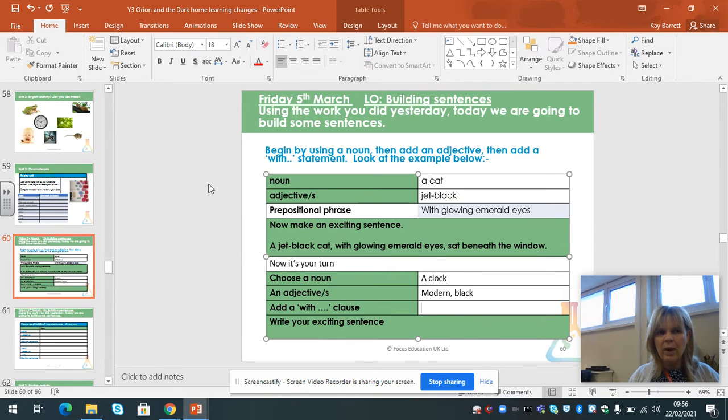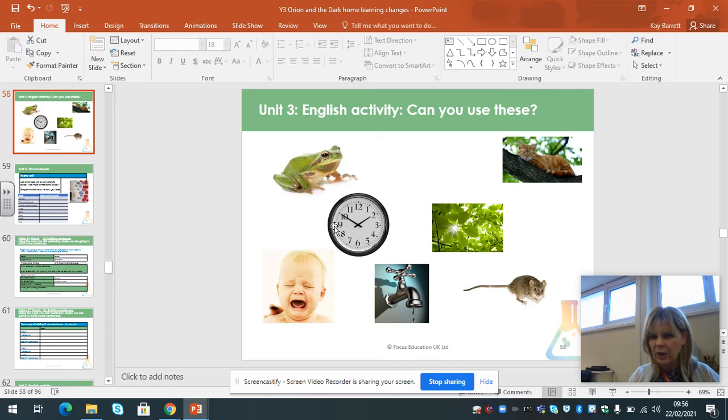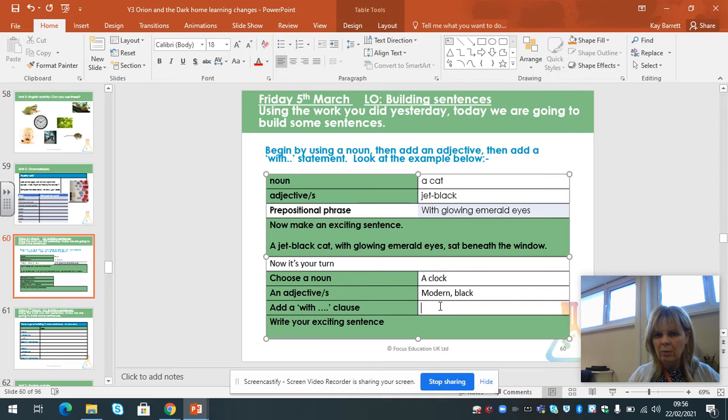Now I'm going to put a "with" clause in as well. So if I look back at my picture, can you see that the clock has got black hands? So I'm going to put with, in fact, I'm not going to use black again because I've already used it. So now I've got a clock, modern and black with straight hands. So now I'm going to turn that into a full sentence. And now I'm going to put my describing words before my noun, because that's what we do. A modern black clock with straight hands.